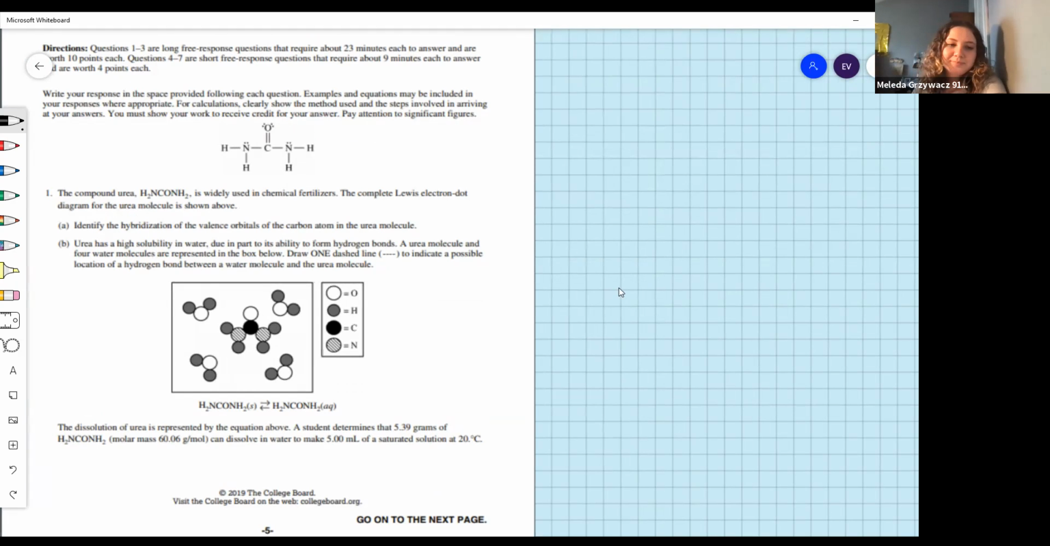Okay, cool. All right. So the compound urea, H2NCONH2, is widely used in chemical fertilizers. The complete Lewis electron-dot diagram for the urea molecule is shown above. Identify the hybridization of the valence orbitals in the carbon atom in the urea molecule. Okay, so what is hybridization?